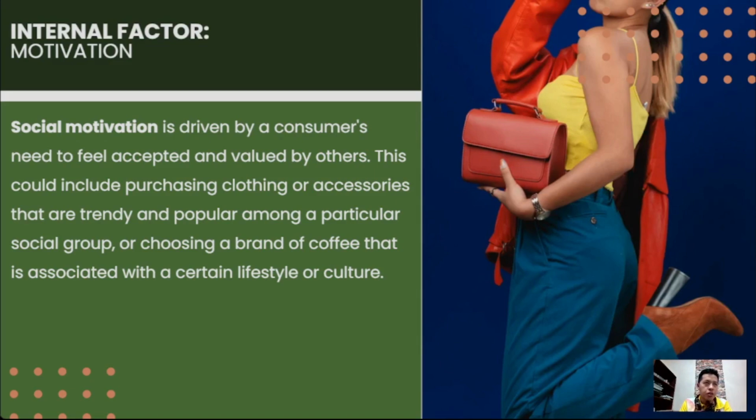Or let's say, for example, your target customers are young people who want to drink coffee, and you want to, at some point, compete with leading brands in the coffee industry. But you have to understand, how are you going to appear in the eyes of your customers? What kind of identity do you want them to understand about you? In such a way that they may feel that patronizing your product is in line with a certain lifestyle or culture. And so that is social motivation.